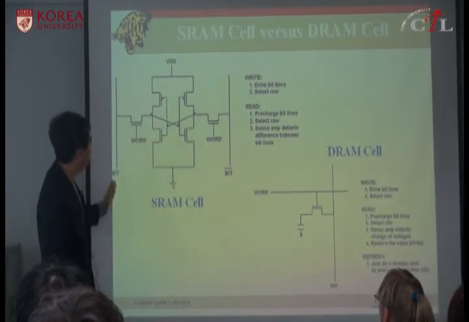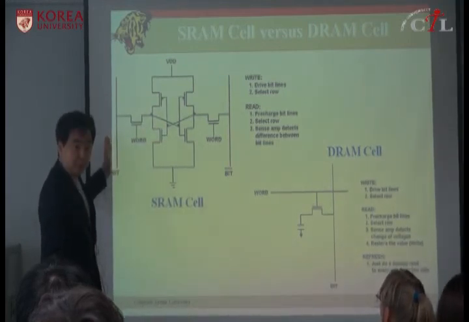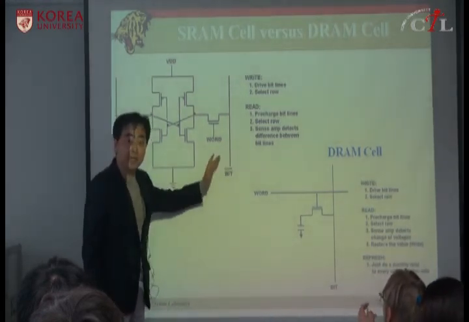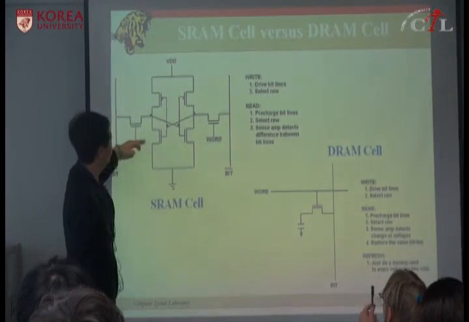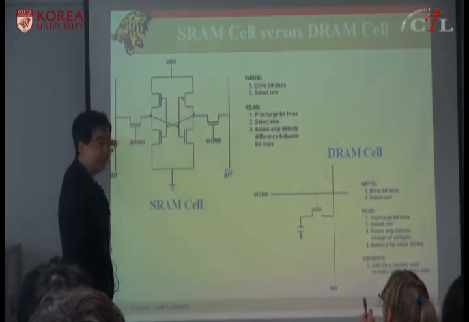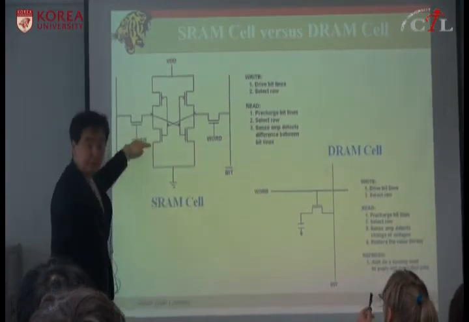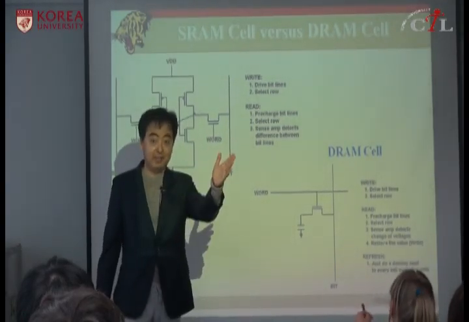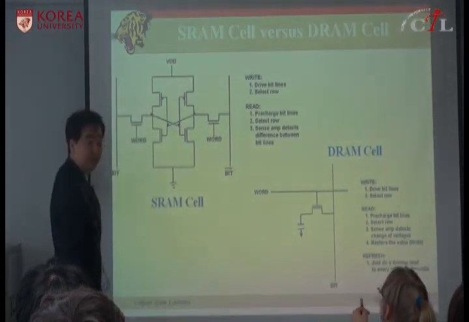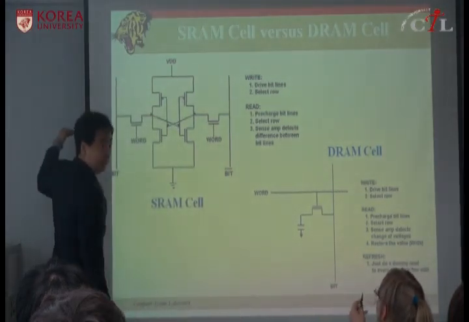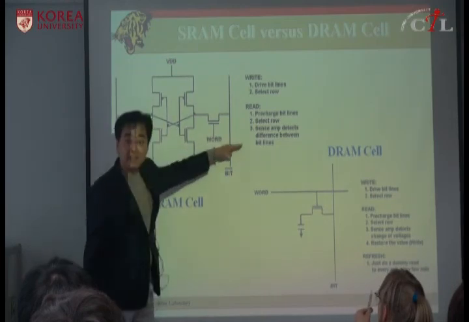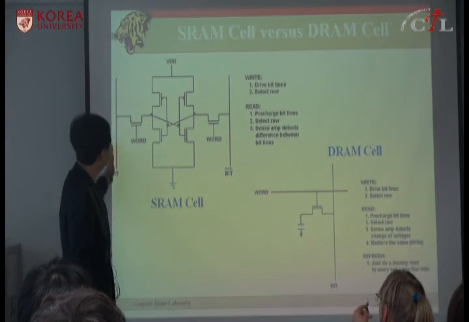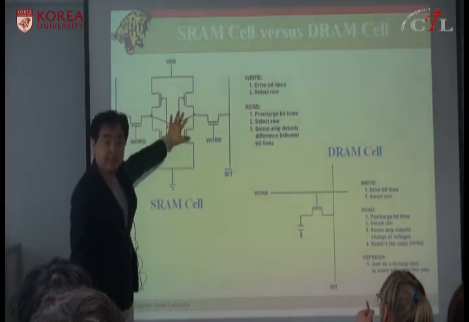If you want to write, you drive. If you want to store 1, you drive one line high and the other low at the same time. And then you select this one. This is connected to the output of the decoder. You give your address, the address determines a particular cell, and that selection line enables this word line. Then this particular cell is activated and the value is written into the cell.